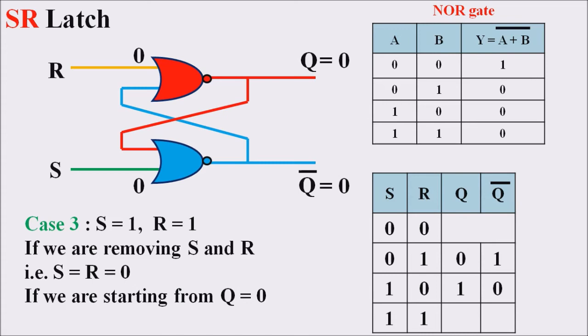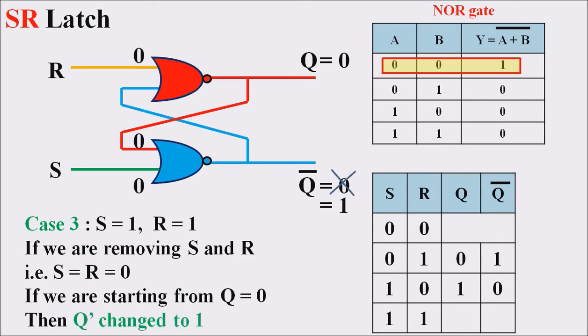Now if we start from the value Q equal to 0, that is, the output Q equal to 0 is given as the input to the second NOR gate. According to the NOR gate principle, the output for 0, 0 is 1. That is, the second NOR gate's input is 0, 0, which means the output of the second NOR gate will be 1. So the value of Q complement has changed from 0 to 1. The previous value of Q complement was 0 and the present value of Q complement is 1.